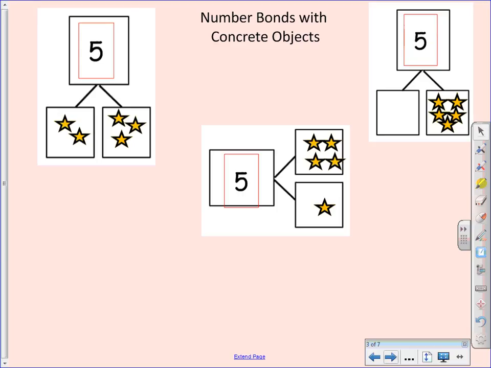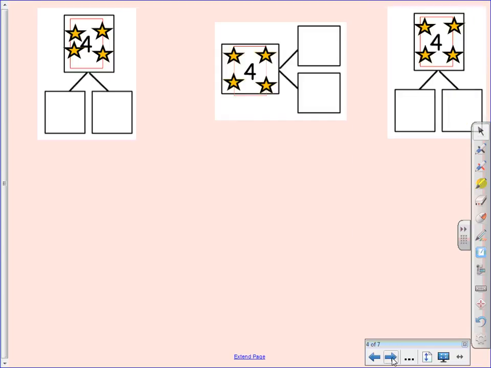Now, could I have decomposed it to 5 and 0? Yes. Would that have been a different decomposition? Yes, it would have been. So let's look at another example. This time we're going to look at the number 4.